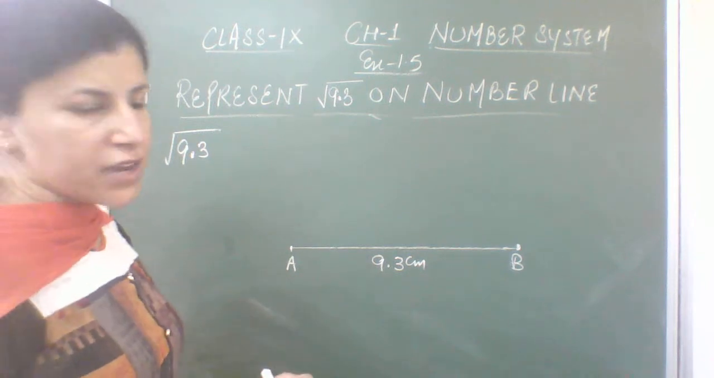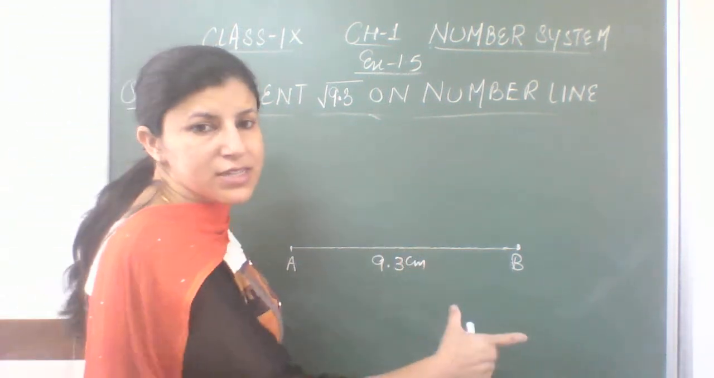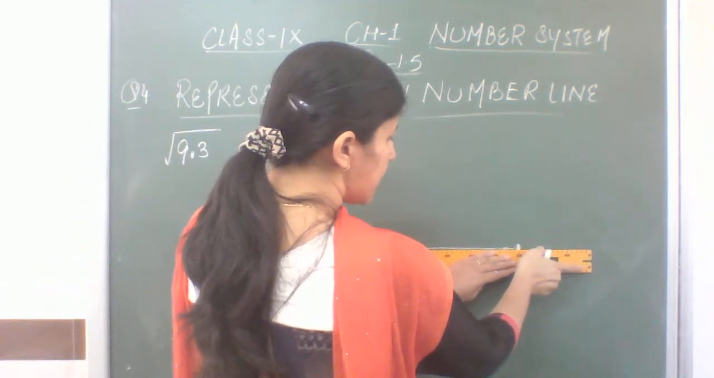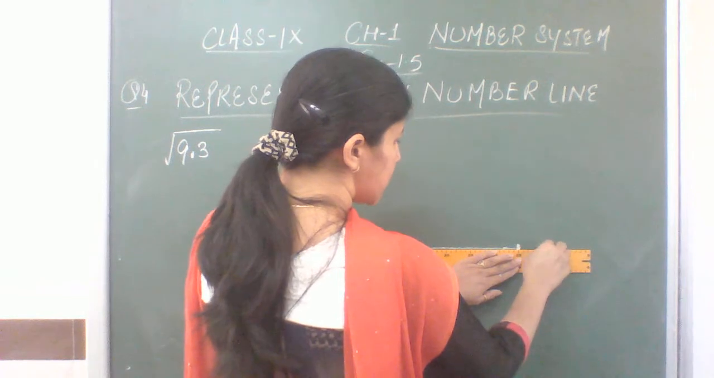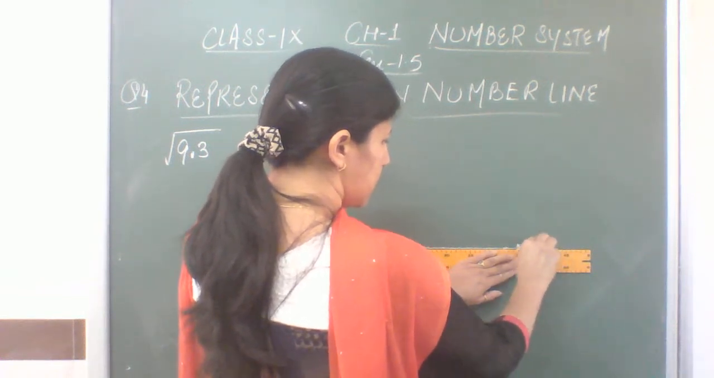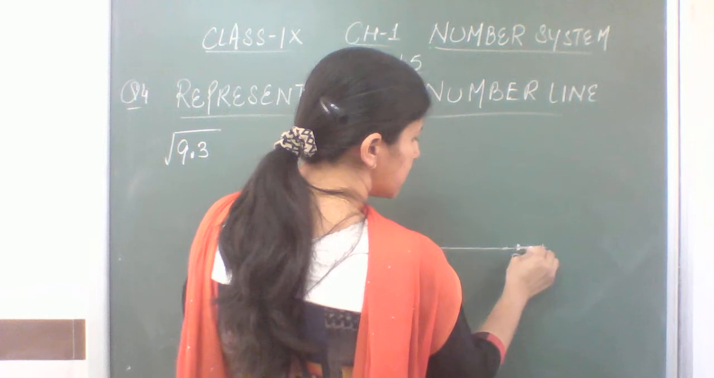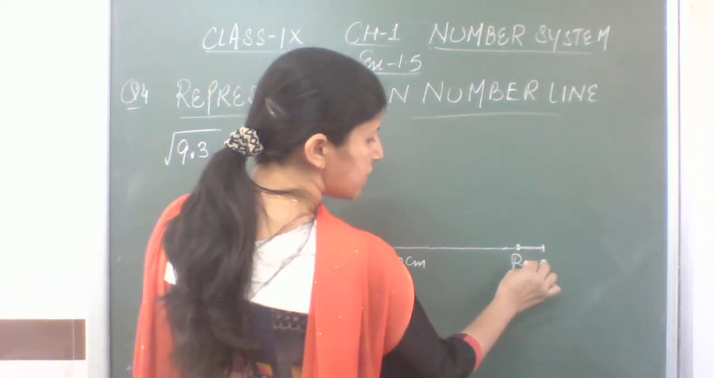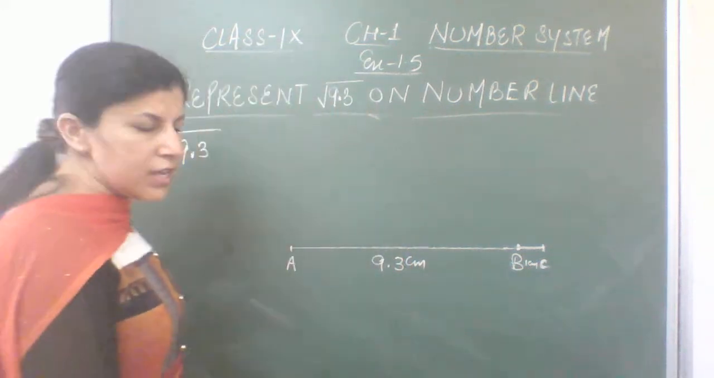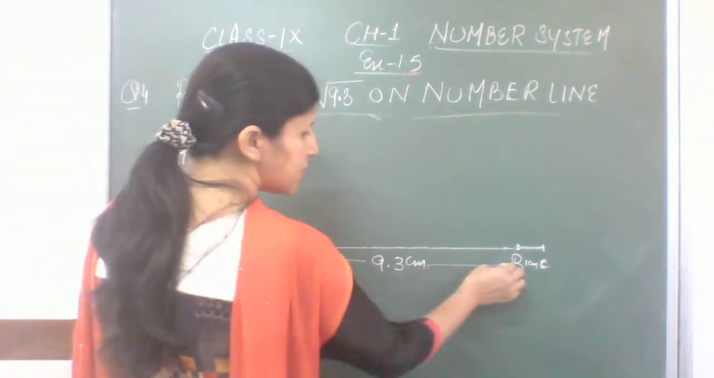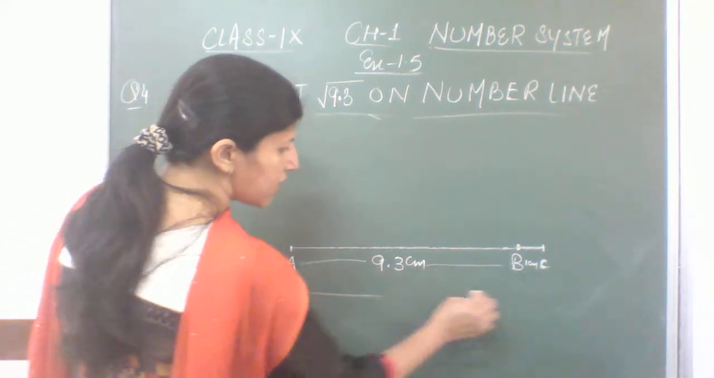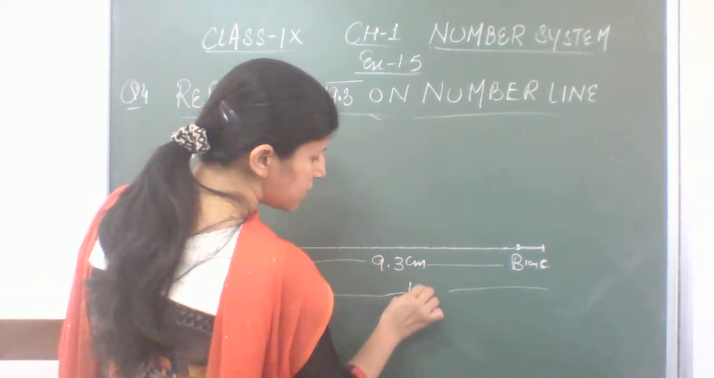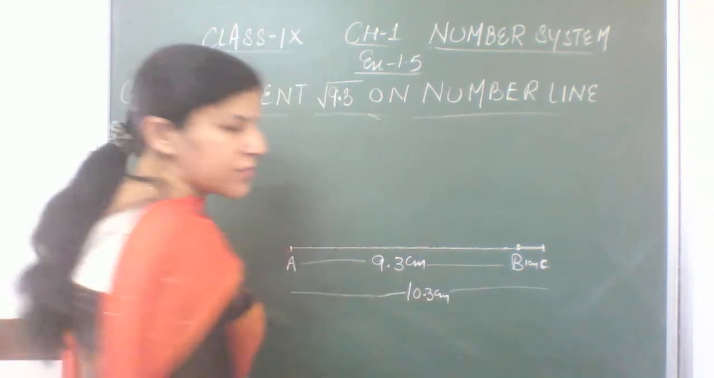Now what next we have to do? We have to extend this line segment by 1 centimeter. Keep your scale again on this line and extend its length by 1 centimeter. Mark this extended line segment as AC, and this BC is 1 centimeter. If AB is 9.3 centimeters and BC is 1 centimeter, then what is the length of AC? AC will be 10.3 centimeters. Is it clear?